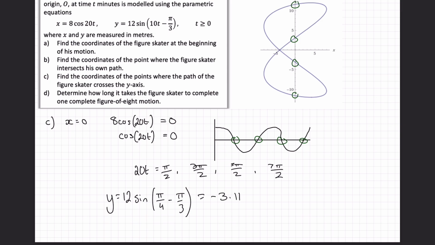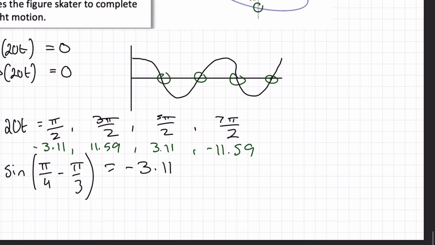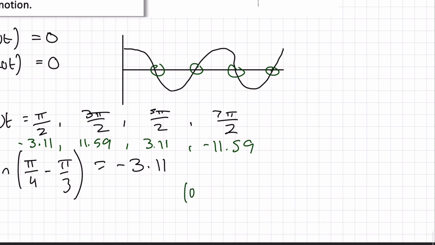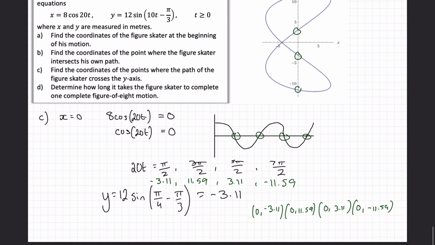For the other ones, I've got them pre-done. So I'll put them underneath so we can see 3.11. And then I've got 11.59. And then I've got 3.11. And then I've got negative 11.59. So there are my points there. We can just say 0 minus 3.11, 0, 11.59, 0, 3.11, and lastly 0 minus 11.59. So there we are, those are my points.